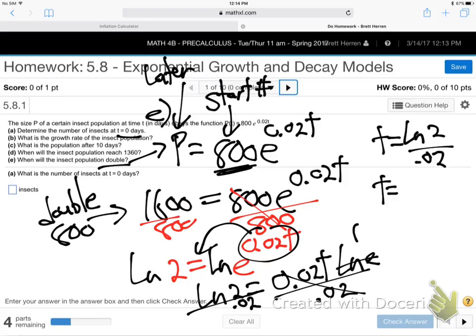Somebody got that? 34.7. Well, I'm running out of room, huh? 34.7. 34.7 days until the population of insects doubles. Good on all that? Making sense? Questions I can answer? Okay, let's keep going.